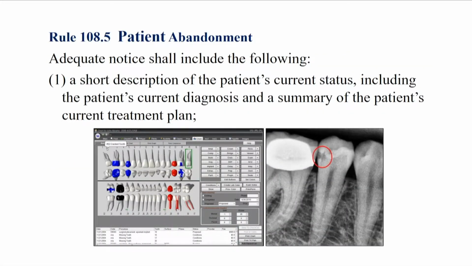The contents of the dismissal and discontinuance letter pursuant to Rule 108.5 patient abandonment must include the following items. Adequate notice shall include the following. Number 1, a short description of the patient's current status, including the patient's current diagnosis and a summary of the patient's current treatment plan.